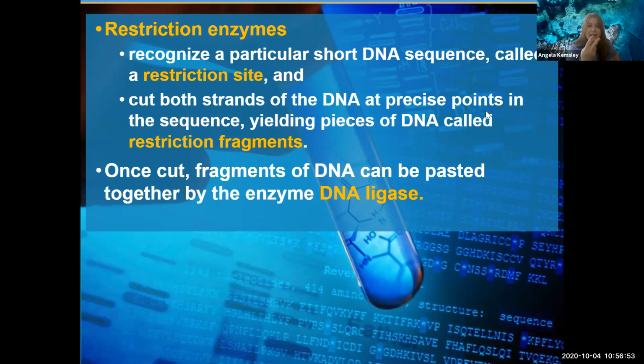So the two enzymes that you'll really need to know from this are restriction enzymes. You can think of them like the scissors. Restriction enzymes are going to be cutting the DNA at specific points. And then when we want to put them back together, you can think of DNA ligase like the glue. So DNA ligase is another type of enzyme that is going to be gluing all of the pieces together.